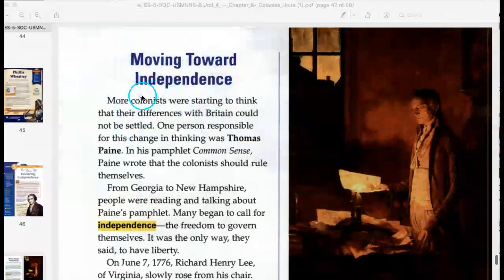Moving towards independence. Please set up your Cornell Notes on the left side. As we read, what are the most important ideas to take notes on? More colonists were starting to think that their differences with Britain could not be settled. One person responsible for this change in thinking was Thomas Paine. In his pamphlet, Common Sense, Paine wrote that the colonists should rule themselves.